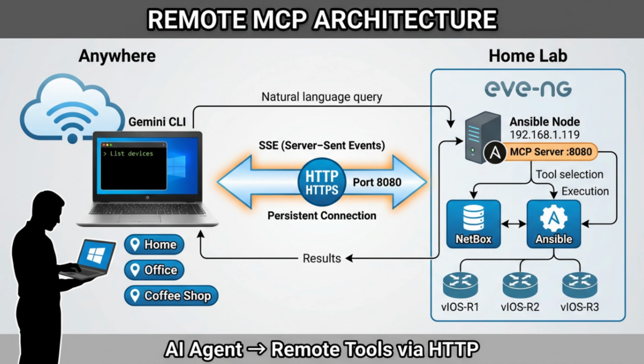Our MCP server is going to expose multiple tools, NetBox for device inventory and Ansible for running the playbook, all accessible through natural language. Then eventually we'll run the queries from Gemini CLI, which acts as our AI agent, and watch those tool calls happening in real time. So that's a quick overview of the architecture and the resources we need.